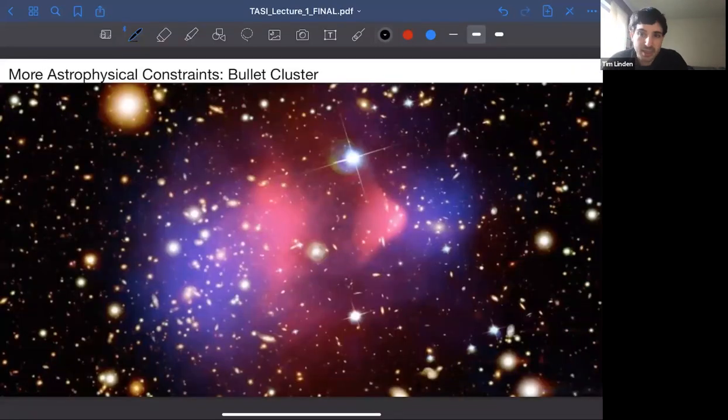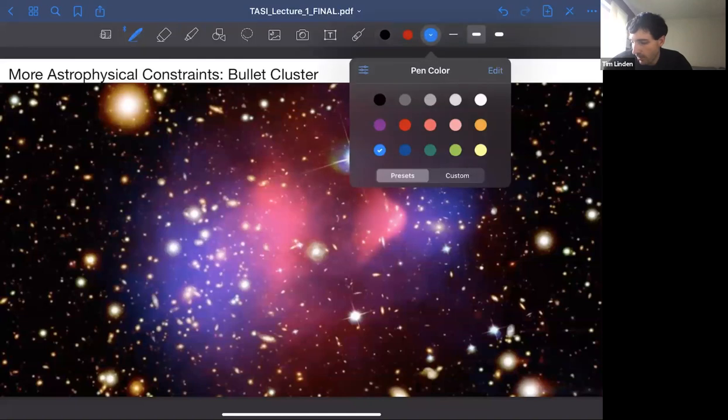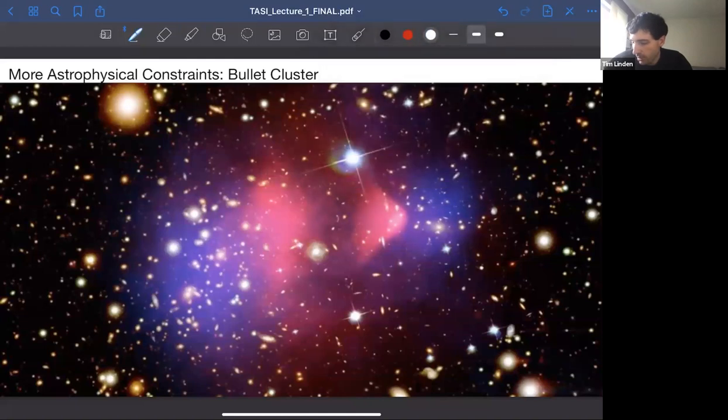Okay, so let's look at some more astrophysical constraints. This is an observation of the Bullet cluster. This picture, I'm sure you've seen before. But let's talk for a second about what this is actually a picture of, because it's actually an amalgamation of a picture and then a data set that isn't even anything you would consider an image, and then placed on top of a false background taken at an entirely different wavelength. So the background is just stars taken by Hubble. It has nothing to do with the rest of the picture.